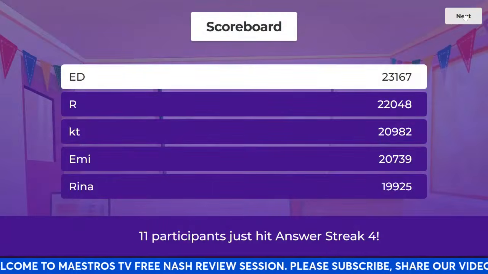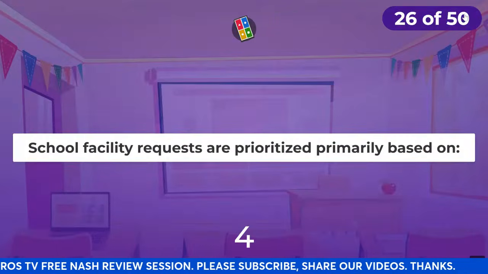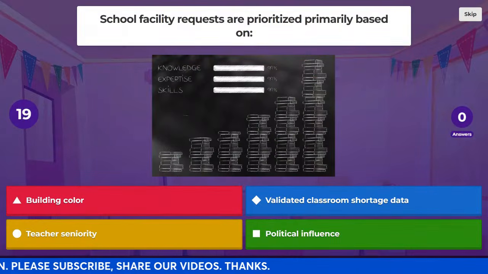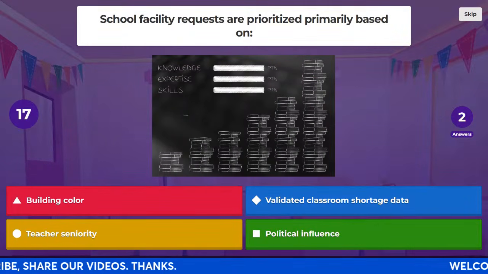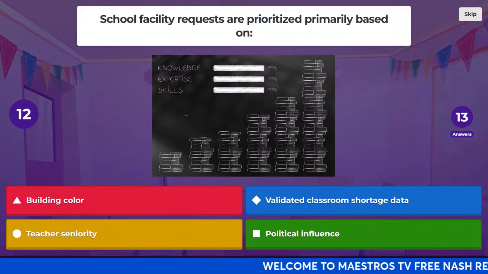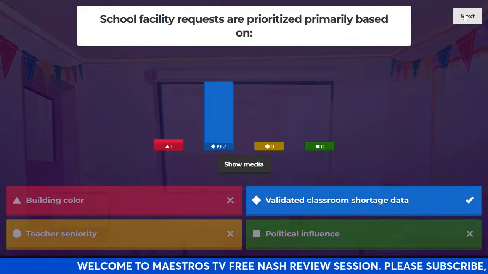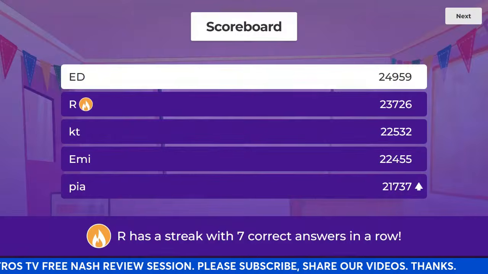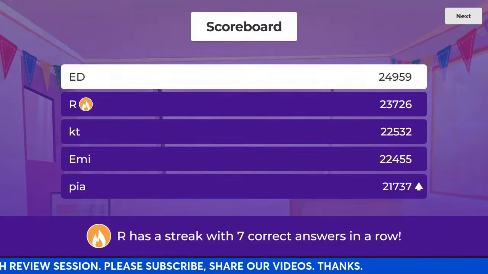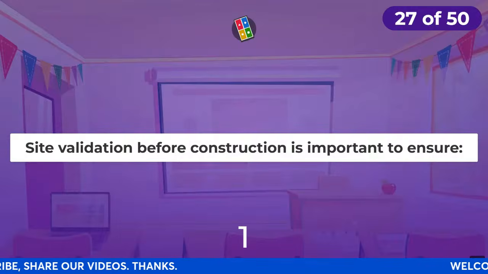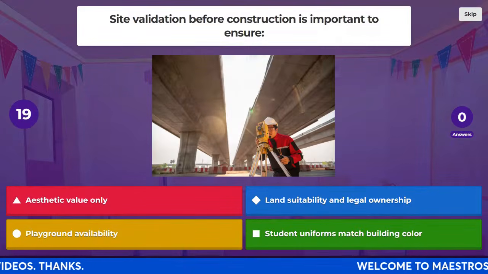A18. School safety facility are prioritized primarily based on building color, teacher seniority, validated classroom certificate, or political influence. Okay, 19. R is now added in the top 5 list. Congratulations. Site validation before construction is important.